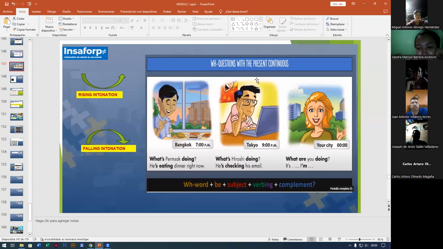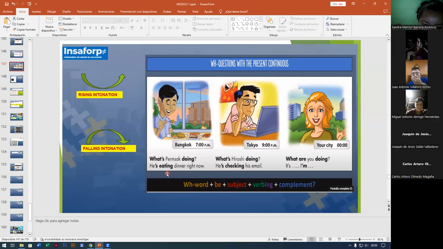Now let's go here. We have WH questions with present continuous. It says, what's Spermsack doing? He's eating dinner right now. What's Hiroshi doing? He's checking his email. What are you doing? It's or am. So you can continue with am, right? That's the correct form. So now these ones are WH questions.